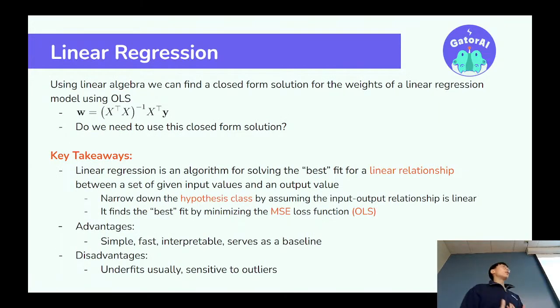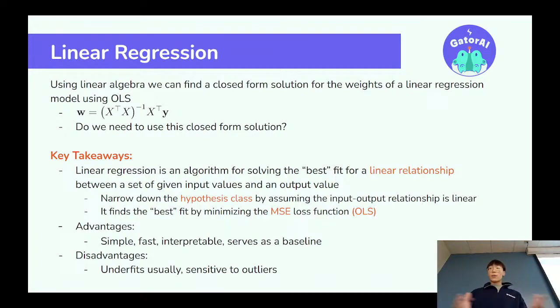Using linear algebra, we can find a closed form solution for the weights, which are the parameters of our model, using ordinary least squares. We have this equation here which allows us to solve for the weights of our linear regression model. We don't need to use this closed form solution; we can use other methods as well to find the optimal parameters, theta, which in this case is just the weights. And we'll see that a lot of models do not have a closed form solution, so there's a different way to approach it.